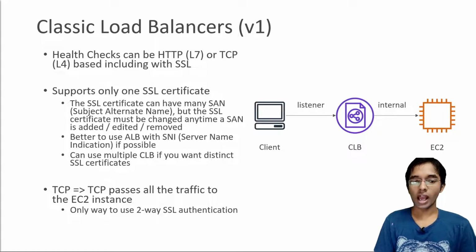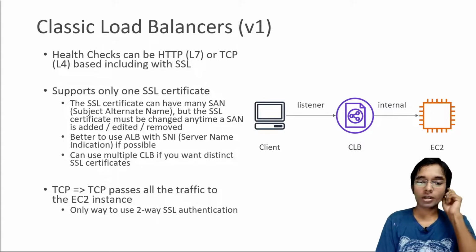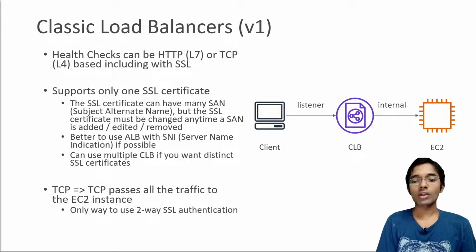Here you have the health checks on it. They can be at layer 7 with HTTP, or at layer 4 with TCP based on SSL. It supports only one SSL certificate, which is a problem. But the SSL certificate can have many subject alternative names, SAN. In that case, if you want to add or remove a SAN, then you need to update the SSL certificate with all the subject alternative names.